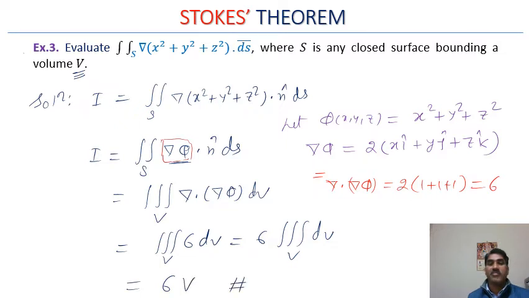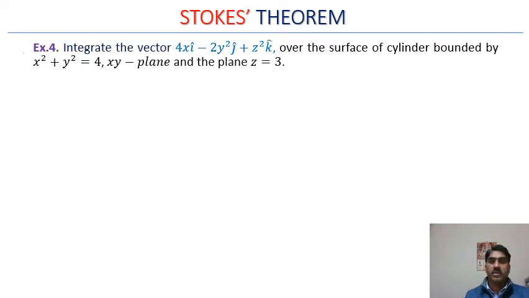So you can mark that Gauss divergence theorem simplifies the work up to a remarkable point. Let us take our next example. It has a vector 4xi minus 2y square j plus z square k, and the problem requires us to integrate this vector over the surface of a cylinder bounded by the circle x square plus y square is equal to 4 and two planes, xy plane and plane z is equal to 3.